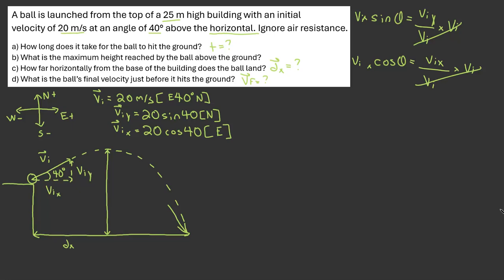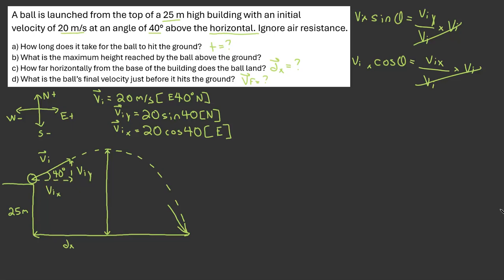I'm also told that the ball is launched from 25 meters above the building, so this height here on the side, that's 25 meters, and overall, looking at it from our initial point to our final point being here on the ground, our ball is displacing overall 25 meters downwards. It starts 25 meters above the ground, but overall, it's going to land on the ground. So in the end, it's actually overall coming down 25 meters, right, in the y dimension.